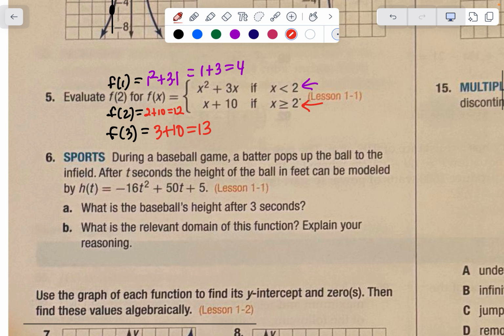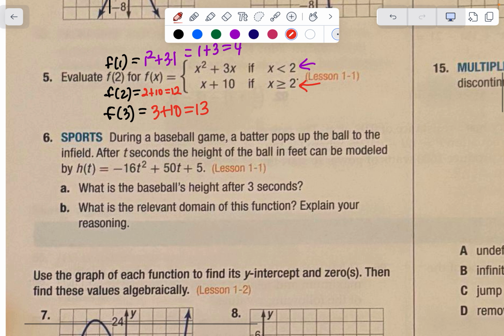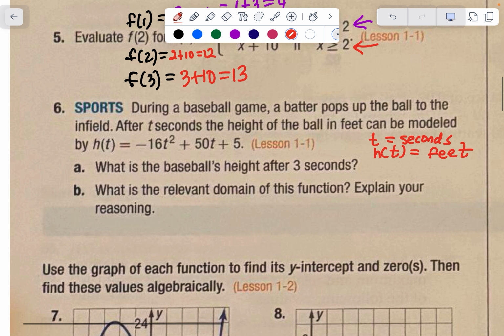Problem 6 says that during a baseball game, a batter pops up the ball to the infield. After t seconds, the height of the ball in feet can be modeled. So what you've got to remember is that t is seconds, and h of t is feet. It's just reading and interpreting what they're telling me. If I plug in seconds, I get out feet. h of t is feet, t is seconds, okay?